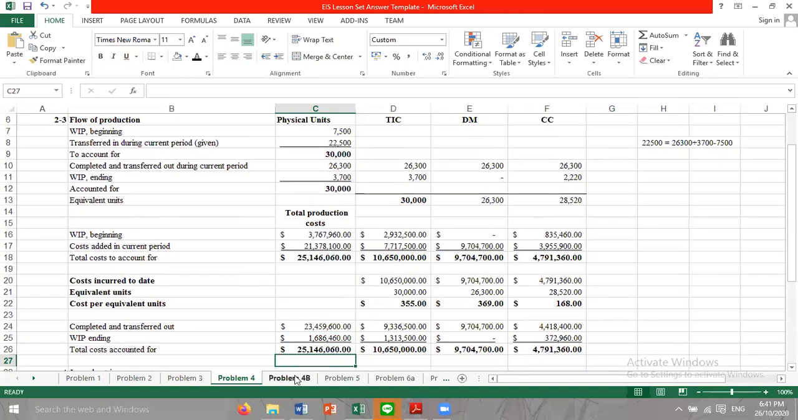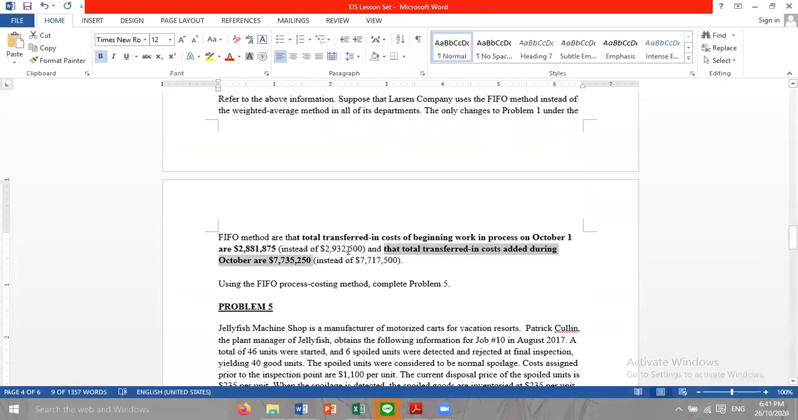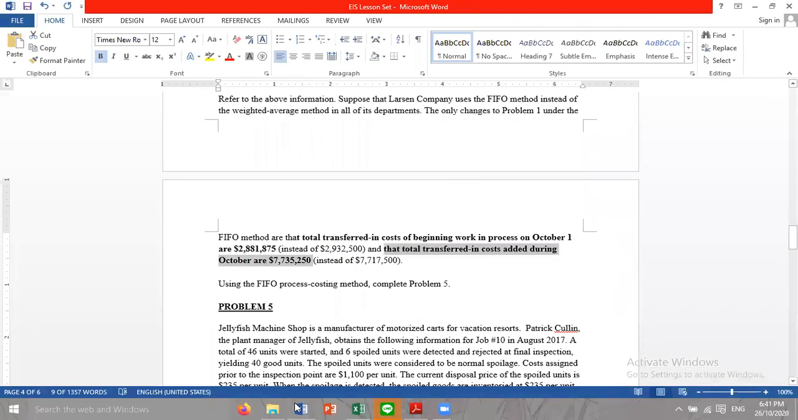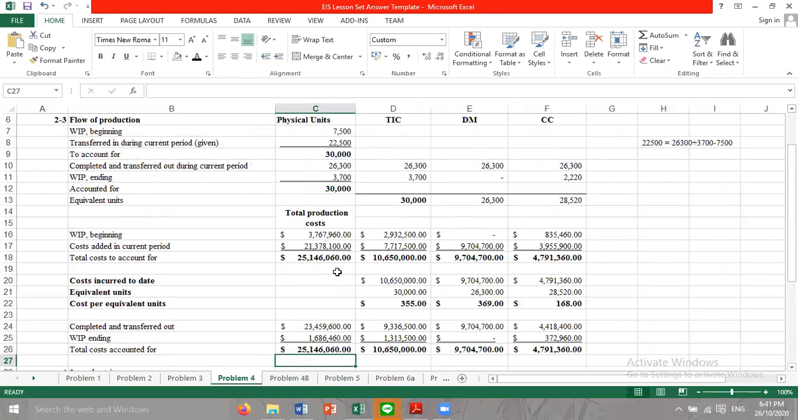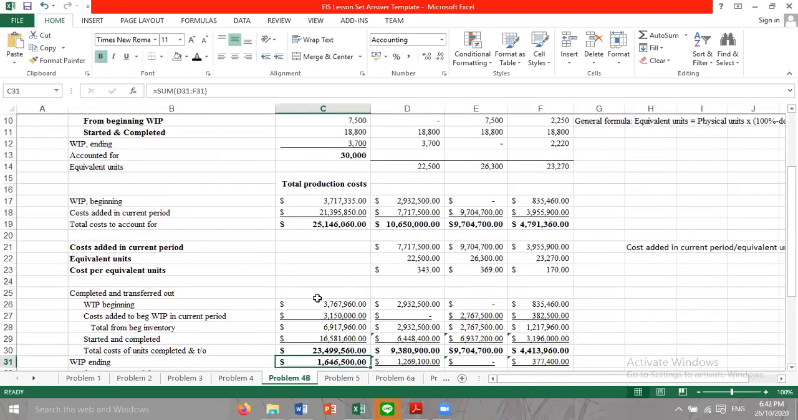Maybe as an illustration, if I did not change the transferred in cost, let's say the transferred in cost is still 2,932,500, and this is still 7. You can see that the total cost to account for is practically equal. So if the cost stays the same, there's no difference in total cost between FIFO and weighted average. So what's the difference? The only difference is the allocation once again.